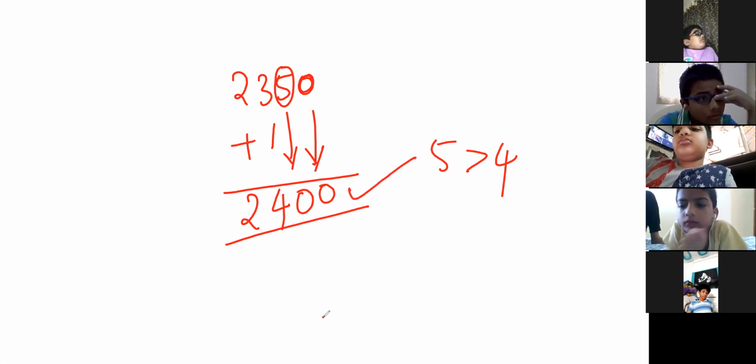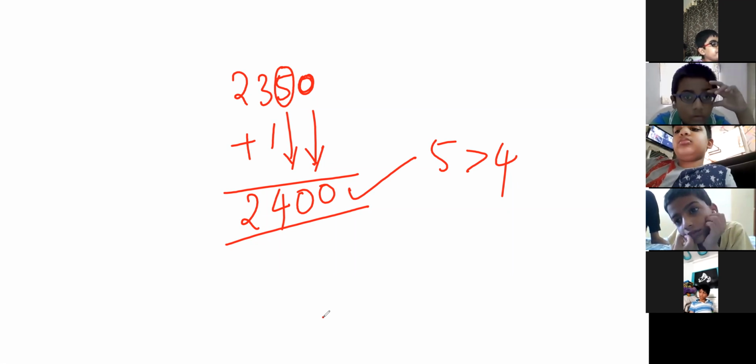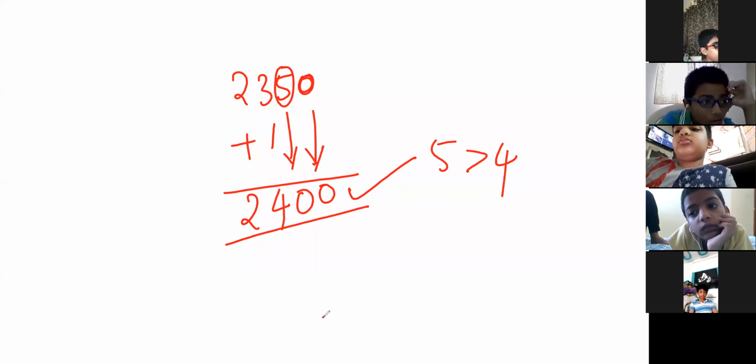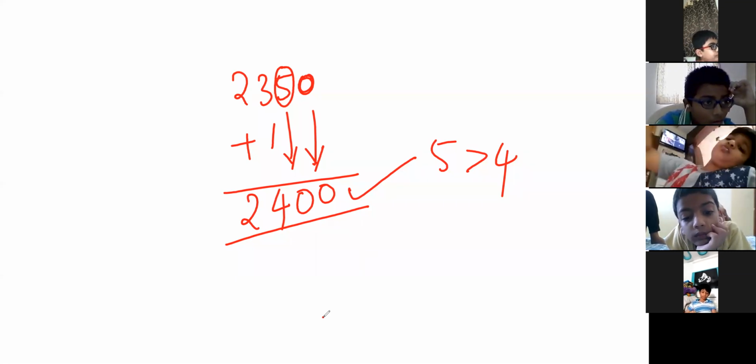Got it, children? If the tens place number is 4 or 3 or 2 or 1, then the hundreds place remains unchanged. It will not be changed. If the tens place number is more than 4, then you have to add 1 in the hundreds place. Got it? Clear? Pratik, clear? Is it clear to you all? Show your thumb.